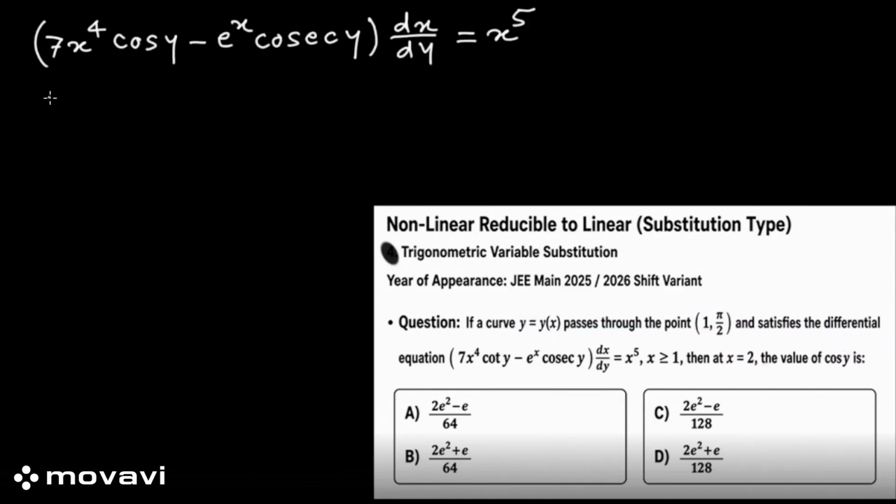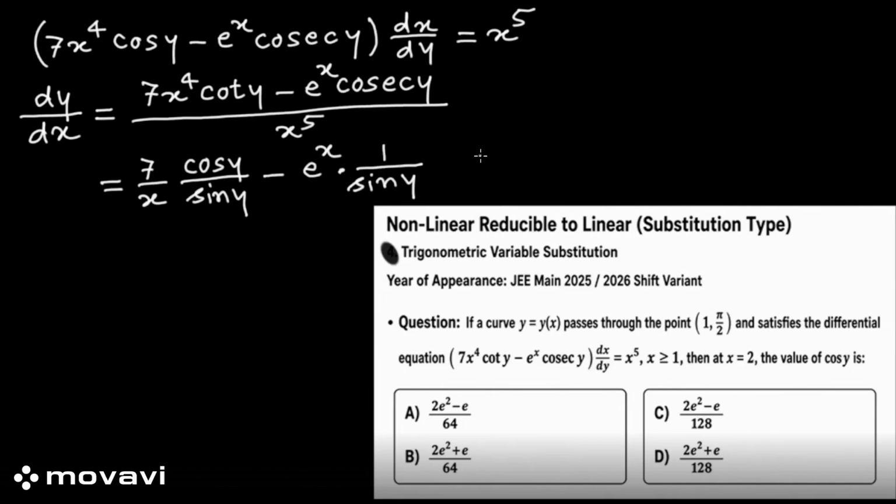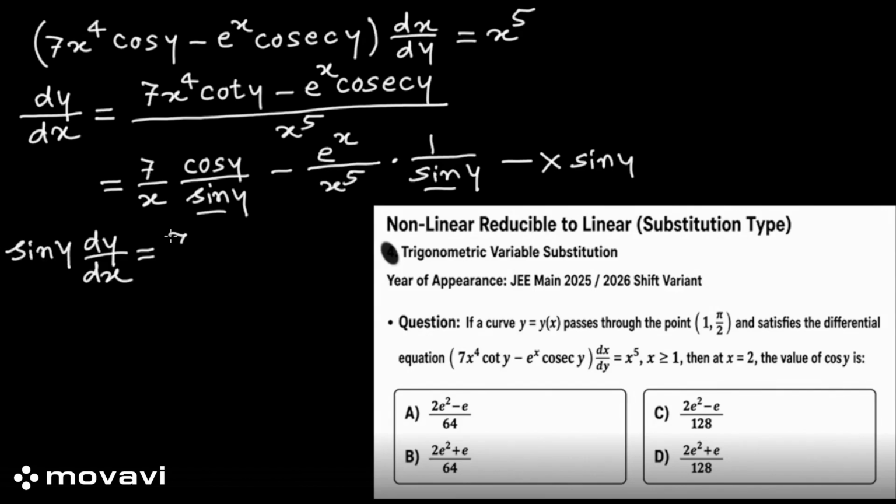From this, we can write dy by dx equals (7x^4 cot y minus e^x cosec y) upon x^5. Dividing separately, 7 upon x times cos y upon sin y minus e^x into 1 upon sin y. Now we will multiply this equation by sin y to cancel this sin y. So we get sin y dy by dx equals 7 upon x cos y minus e raised to x upon x^5. We will name this 1.